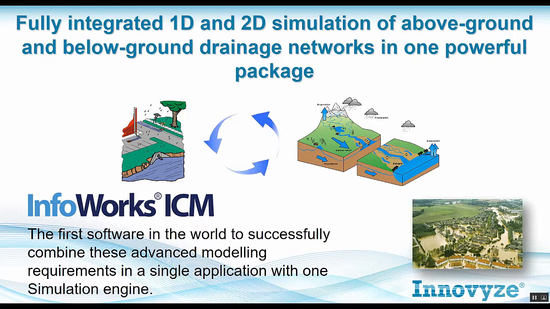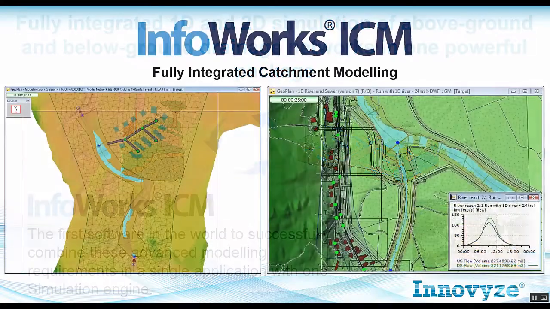InfoWorks ICM really is the first software application in the world to successfully combine the one-dimensional and the two-dimensional mathematics and put them together, so that we can have one application with one simulation engine that looks at the catchment as a whole and can look at all aspects of drainage on that catchment.